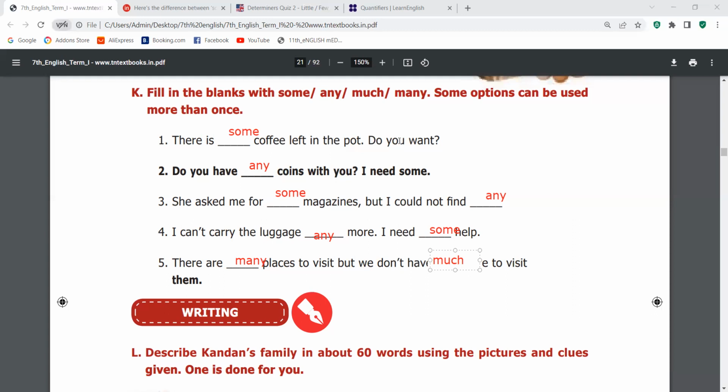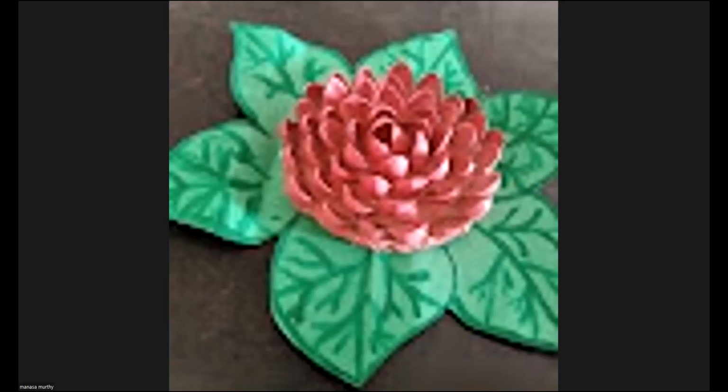Now we shall solve a quiz pertaining to quantifiers. Can you please pause the recording?